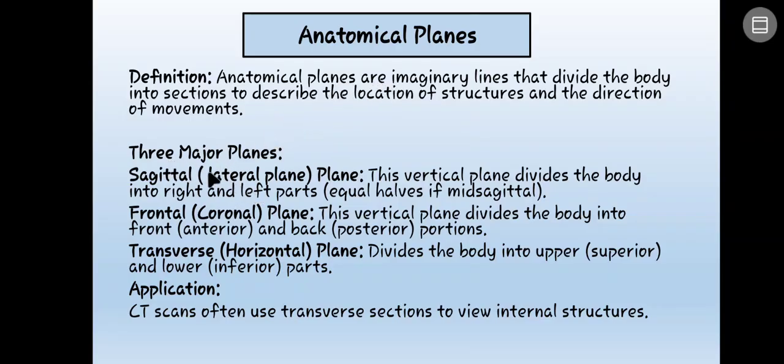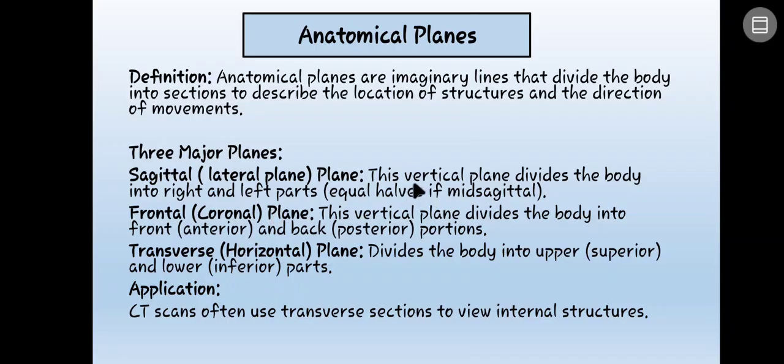In fact, we have three major anatomical planes in anatomy and physiology. We have the sagittal or lateral plane, the frontal or coronal plane, and the transverse or horizontal plane. These are the three major anatomical planes. Now, what is a sagittal plane?